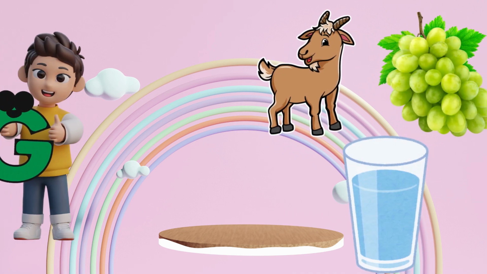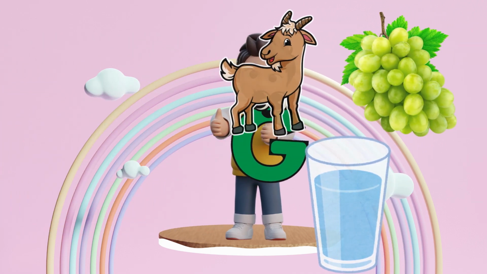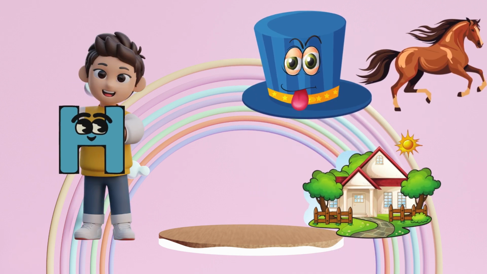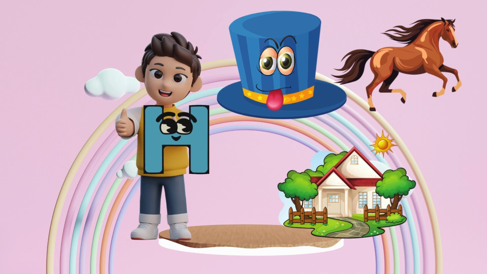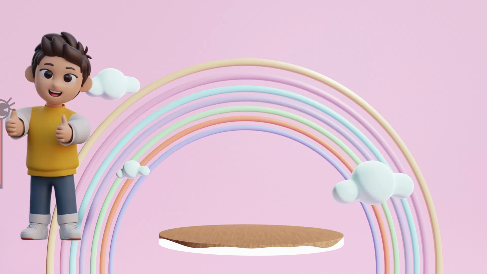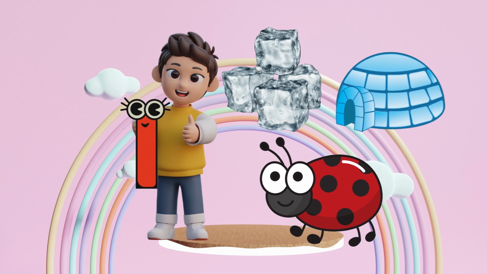G for goat, G for grapes, G for glass. H for hat, H for horse, H for house. I for ice, I for igloo, I for insect.